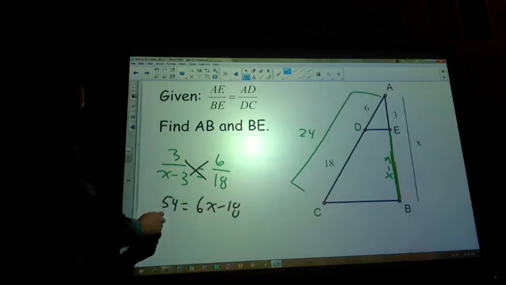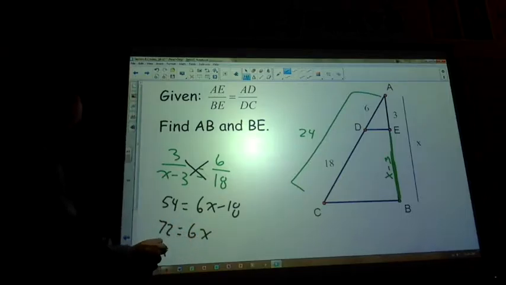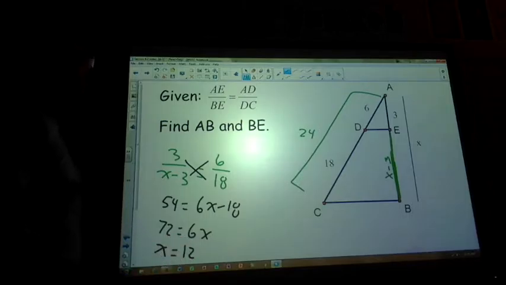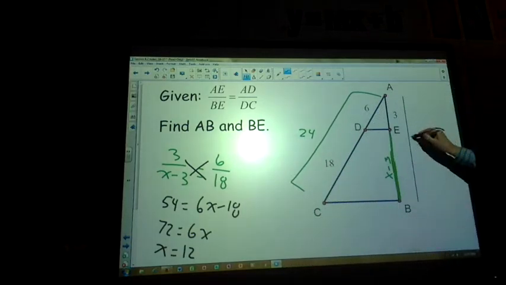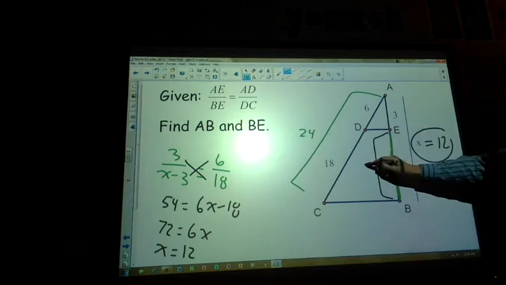Add 18. So if I add 18 to 54, I get to what? 72? Is that right? Divide each side by 6. 12? All right, so if x is equal to 12, how big was this side? Well, this was 9, or this was 3, so this has to be 9.